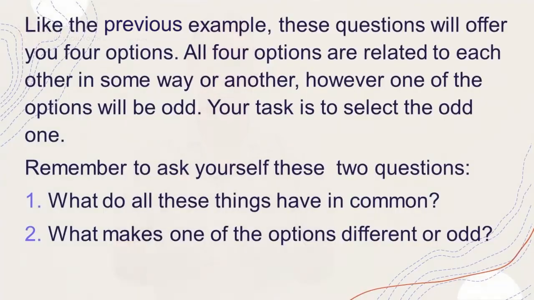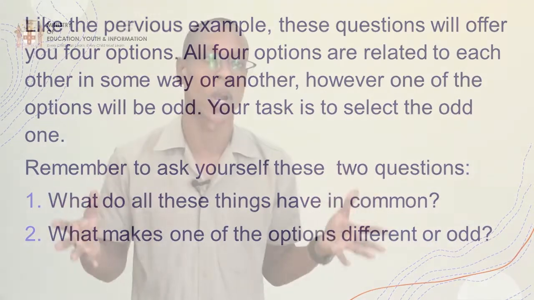Good job. Now, like the previous example, these questions will offer you 4 options. All 4 options are related to each other in some way or another. However, one of the options will be odd. Your task then is to select the odd option. Remember to ask yourselves these 2 main questions. Number 1, what do all these things have in common? And number 2, what makes one of the options different or odd? Now, choose the one which is different from the rest.